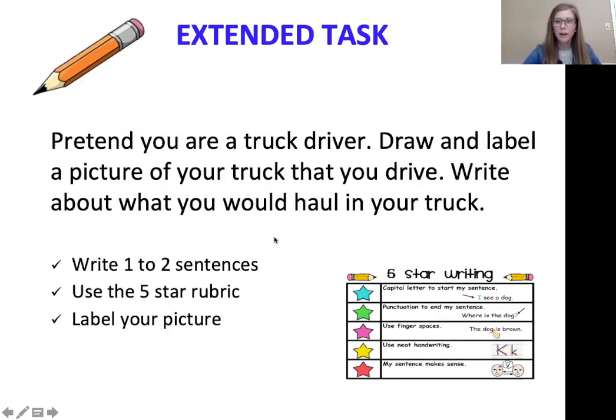If you finish that writing task, you can move on to the extended task. Pretend you are a truck driver. Draw and label a picture of your truck that you drive. Write about what you would haul in your truck. Again, using that 5-star writing rubric, writing 1 or 2 sentences, and labeling your picture.